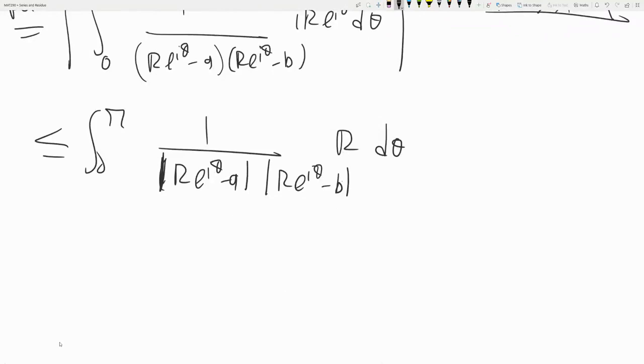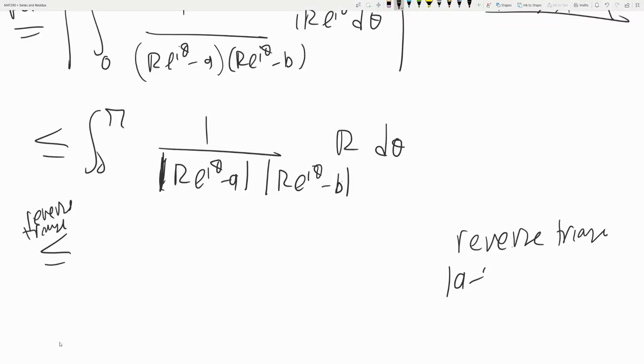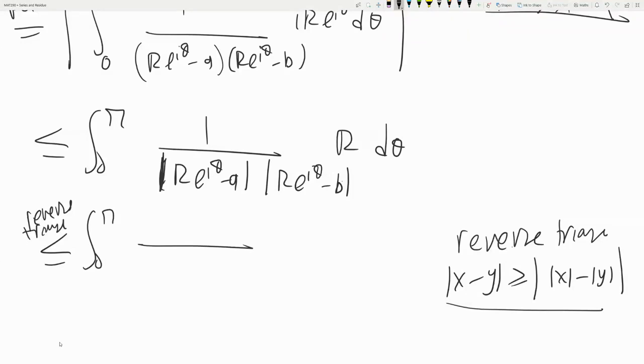Now do reverse triangle inequality. Let me write it here. What is the reverse triangle inequality? It is when you have the norm of x minus y is greater than or equal to the norm of x minus the norm of y. That's reverse triangle. Okay, good. But now this is reciprocal, so it's an upper bound. Is that okay?